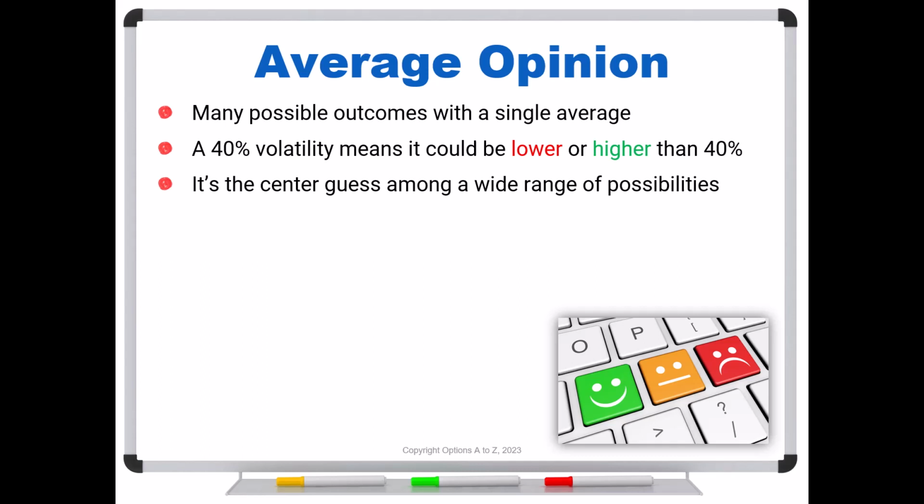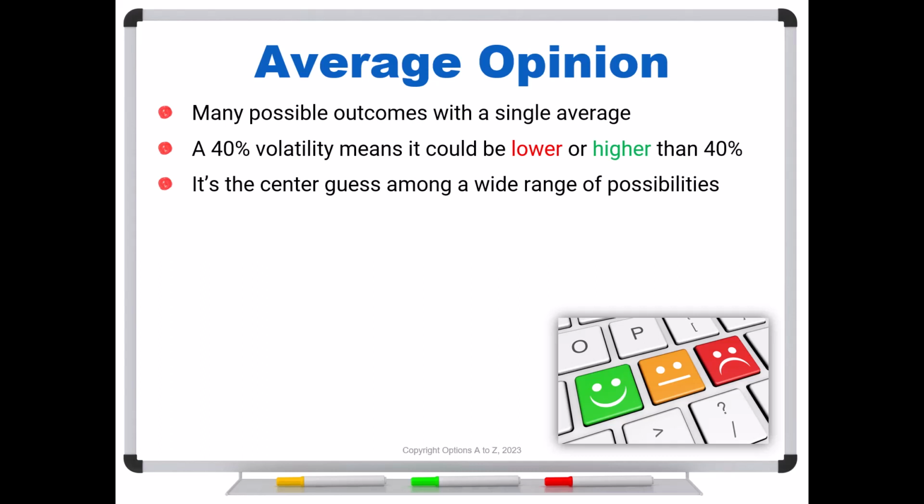This is really the key, that whenever we talk about averages, you really should be thinking of ranges. Don't get so hung up on a single number. Realize that there's always going to be variation around that. And the same is true with implied volatility.